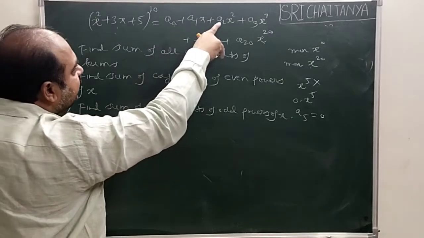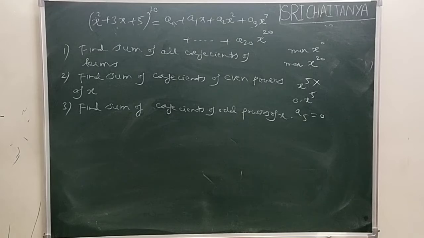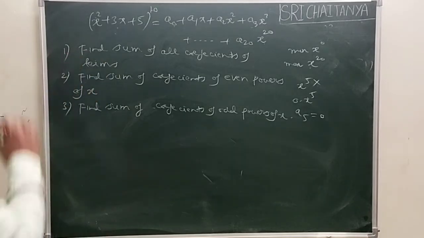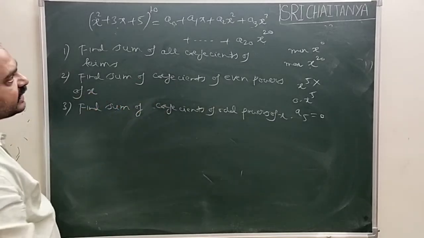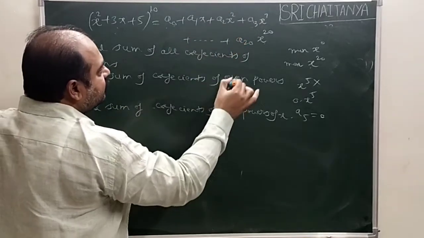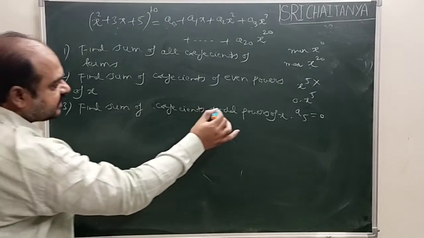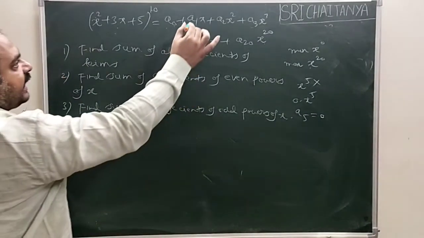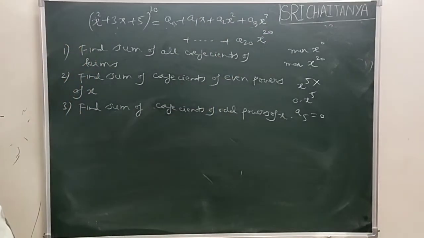A0, A1, A2, A3, up to A20. These are the coefficients. In the first question, it is A0 plus A1 plus A2 plus A3 and so on, up to A20. The sum of coefficients of even powers of x, that is x power 0, is A0 plus A2 plus A4 and so on, up to A20. The sum of coefficients of odd powers of x, starting with x power 1, is A1 plus A3 plus A5 and so on, up to A19.